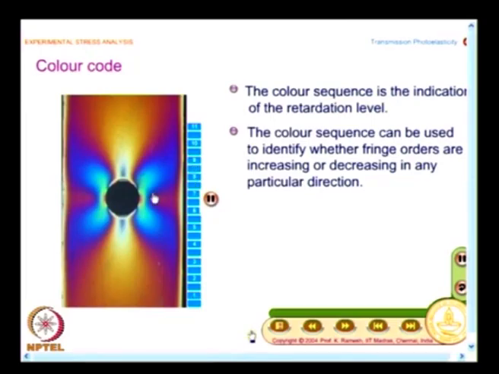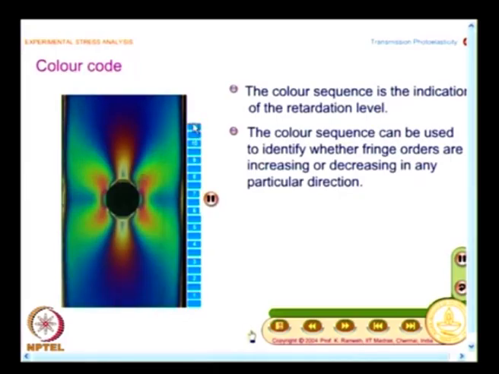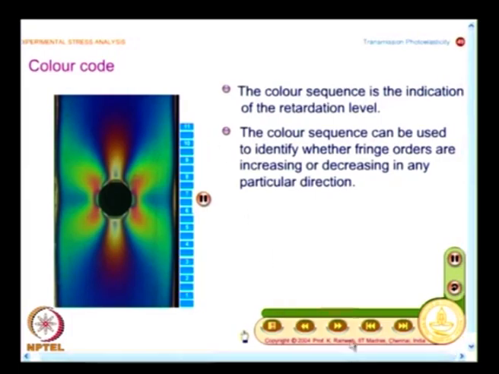You see a very bright blue, very rich blue, and as the load is increased, you see a beautiful play of colors. So, the color sequence is the indication of the retardation level. So, if I know the color sequence, I can identify the gradient, whether it is increasing or decreasing in any particular direction.